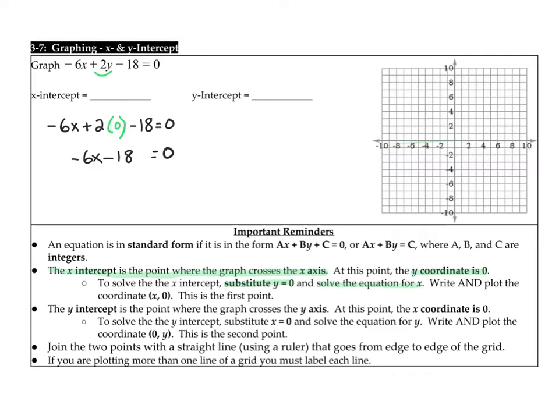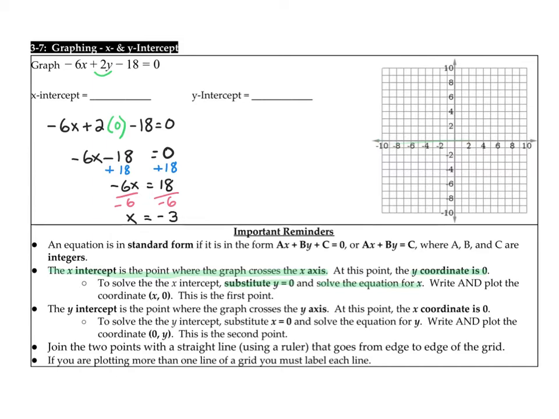So the first thing to do to solve the equation for x would be to add 18 to both sides. And that would give you negative 6x equals positive 18. And then divide both sides by negative 6, leaving you with x equals, and then 18 over negative 6 is negative 3.